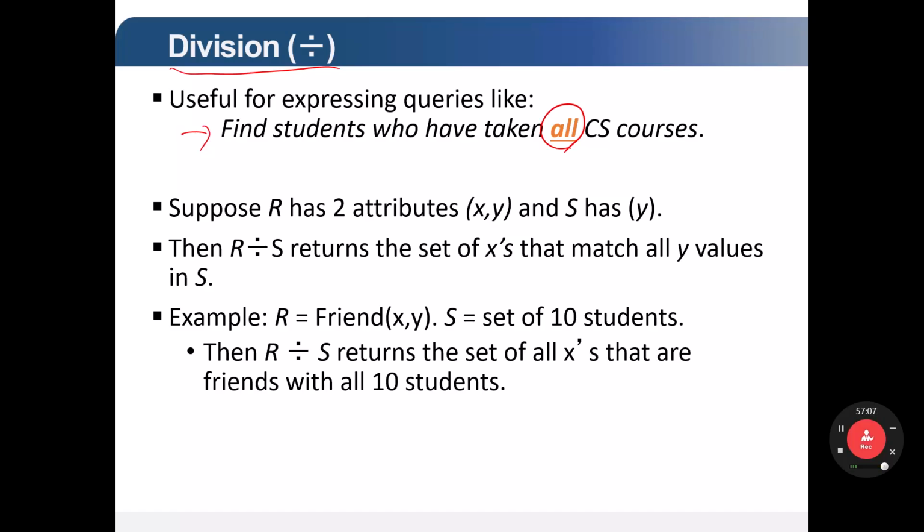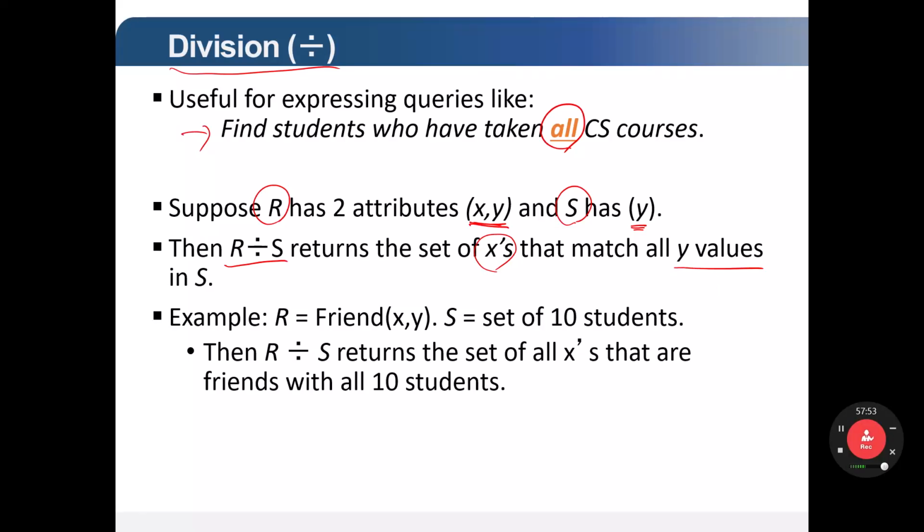This division operator works exactly the opposite of Cartesian product. So suppose you have a relation R that contains two attributes, x and y, and another relation S has an attribute y, which is a subset of this left relation R. Then if you divide R by S, the output table will contain x attributes that match all y values stored in table S.